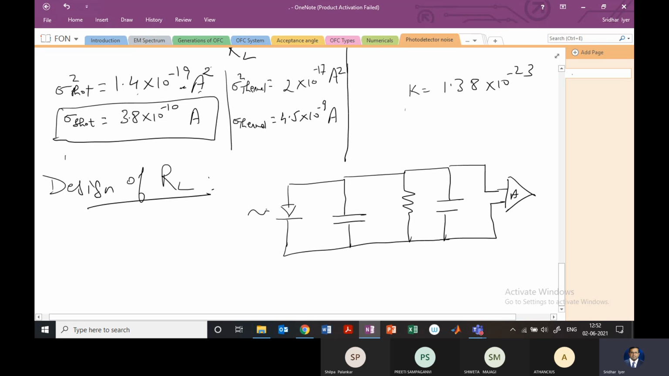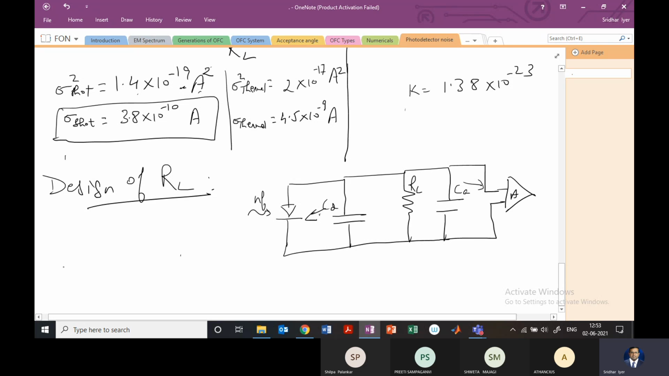The photon will impinge here, and then this is the CD, this is the RL, and this is some CA. This is the basic design of the electronics part of the detection, where CD is the detector capacitance, and CA is the capacitance related to the amplifier input capacitance. So CD is related to the photodetector, and CA is related to the amplifier.